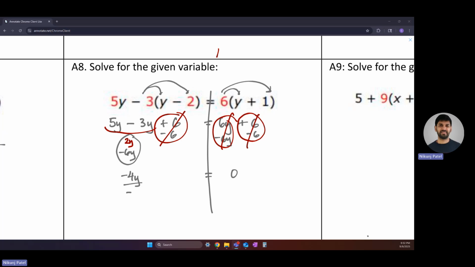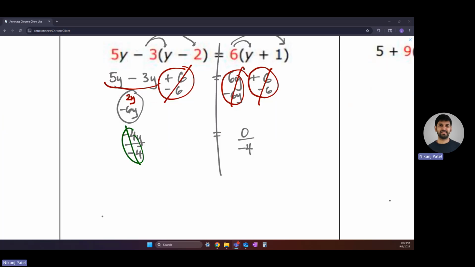Last step, just like we normally would, we would invert the negative 4 being multiplied with the y. So those negative 4 times y divided by negative 4 cancel. We just end up with y equals, and when you divide 0 by any non-zero number, 0 divided by negative 4, for example, you're going to end up with 0 there. Y equals 0.